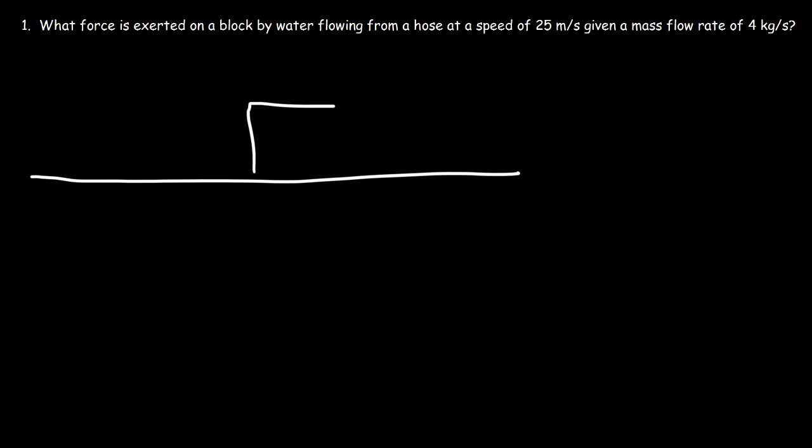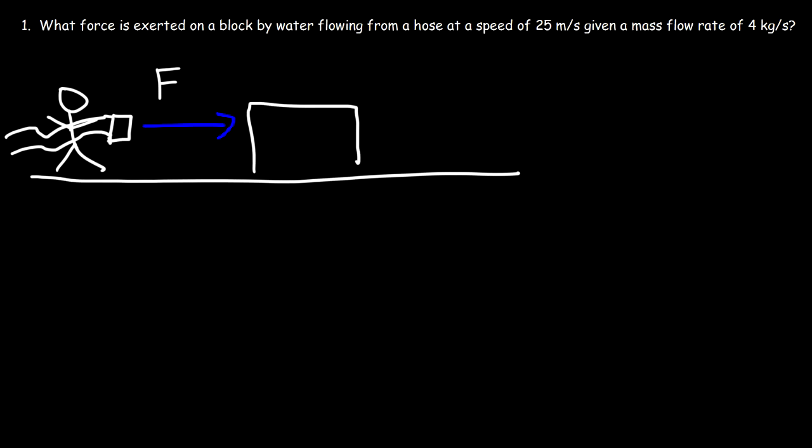So let's say this is the block. And let's say there's a person, and the person has a hose in his hand. And with it, he shoots out water. That water is going to exert a force on the block. Now, because he's shooting fluid to the right, the person with the hose is going to feel an equal but opposite force that's going to propel him to the left. Now let's calculate the force that's exerted on the block by the water.